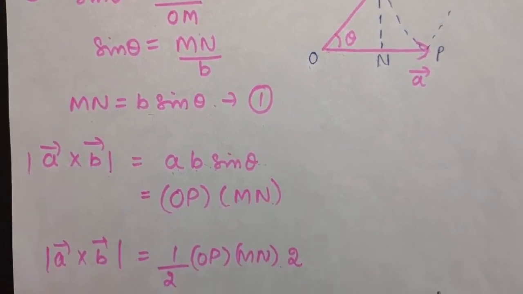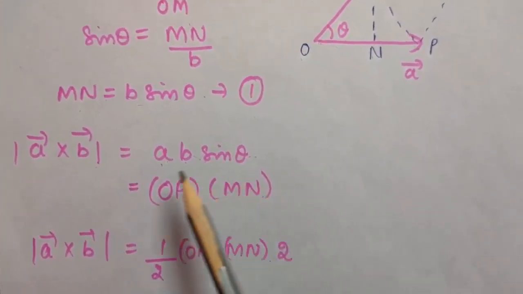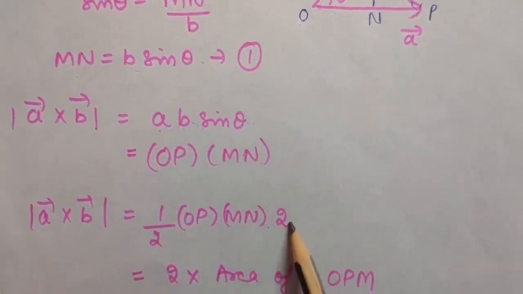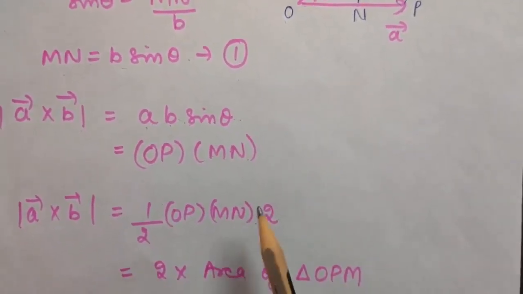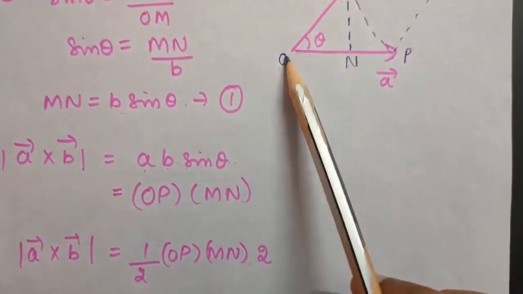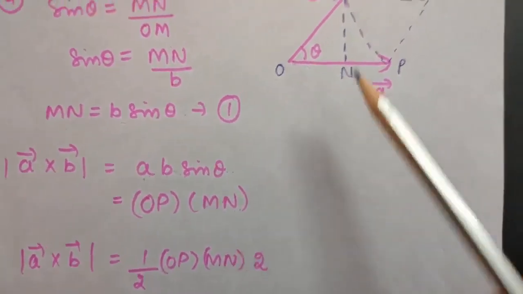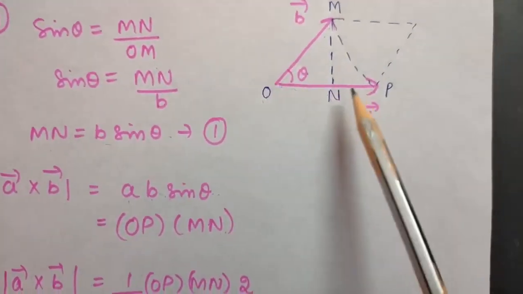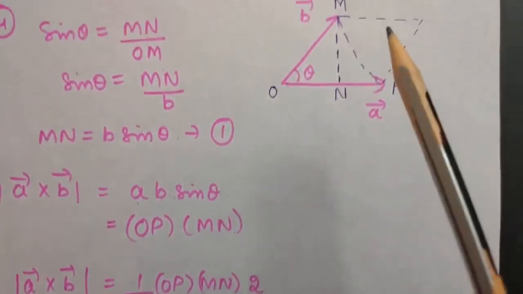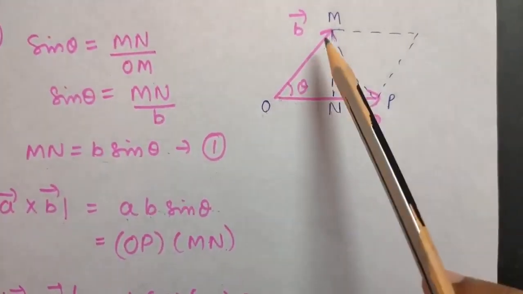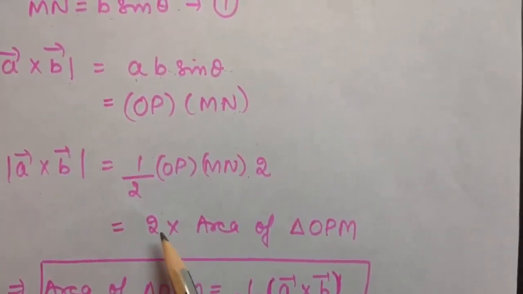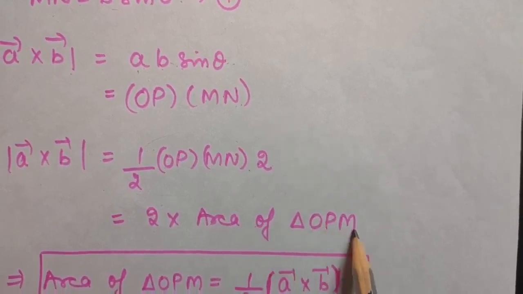It is MN, right? Now, if I divide and multiply this equation by 2, so now if you clearly look here, keep this 2 as it is. Half into OP, that is this, and MN, that is this. So half into base into height. So this is nothing but the area of the triangle OMP, right? So a cross b has come to be equal to 2 into area of triangle OPM.